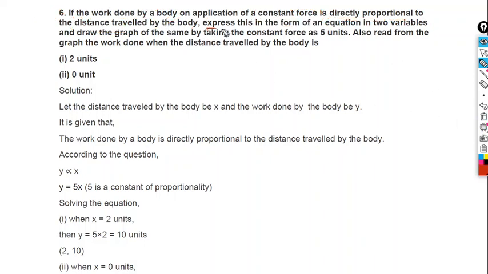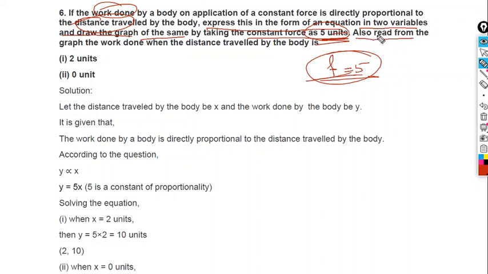Now express this in the form of an equation in two variables. Variables we have, work done and distance traveled. And draw the graph of the same by taking constant force as 5 unit. Here f equal to 5. Also read from the graph the work done when the distance traveled by the body is 2 unit or 0 unit. First we will solve, then we will move to this.